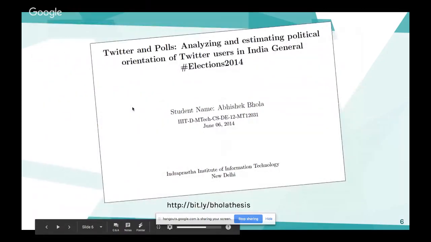So that's Abhishek Bola's master's thesis, and the URL for the thesis is at the bottom of the slide. If any of you are interested, we actually made the data that we collected from the 2014 elections public too, so feel free to take it.